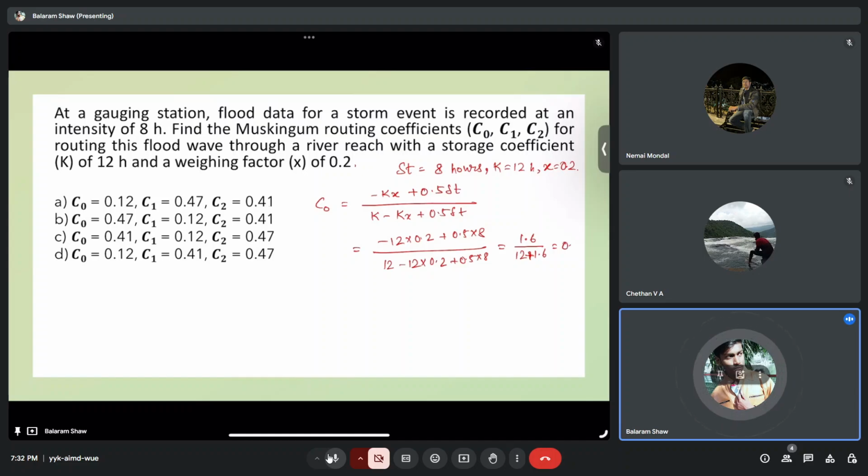Somewhere near 0.117, and write this as 0.12, right? Next, C1 was what? C1 equals to, what is the formula? Let's just see, right?